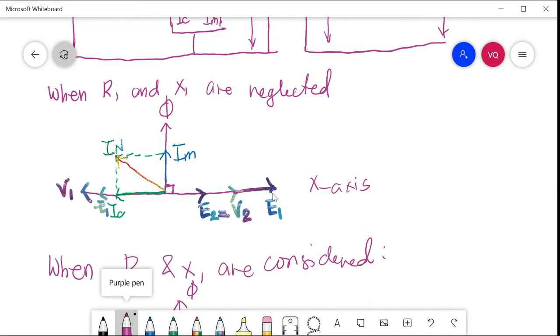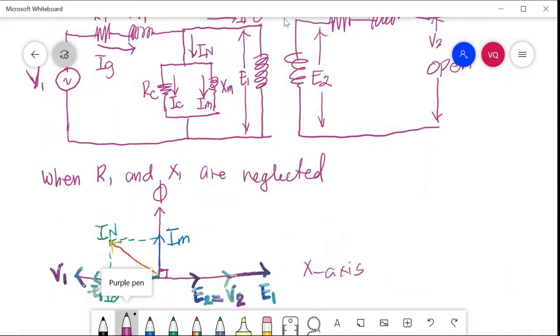E1 here is the negation of negative E1, so here is the negative E1. IC is in phase with the negative E1 and the input voltage. So the resultant of IM and IC is the no load current, from the KCL equation of your circuit.